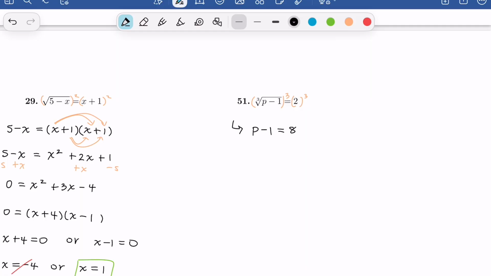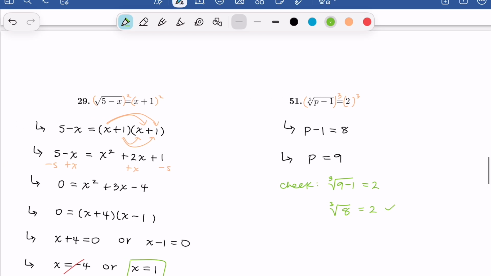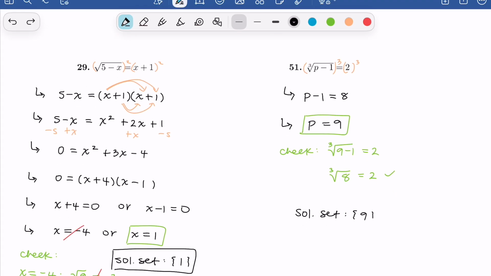Okay, so in this case, this was actually fairly simple. I'm going to add 1 to both sides of my equation, and I'm going to get that p is equal to 9. Now again, this is just a proposed solution here, so we want to go ahead and check it. We're going to plug 9 into our original equation here. If we plug 9 into our original equation, we're going to get the third root of 9 minus 1 is equal to 2. We know this is a true statement because the third root of 8 is equal to 2, which is true. So this is going to be a solution here, and our solution set is going to consist of x is equal to 9. So this would be our final answer here. Got the curly braces.